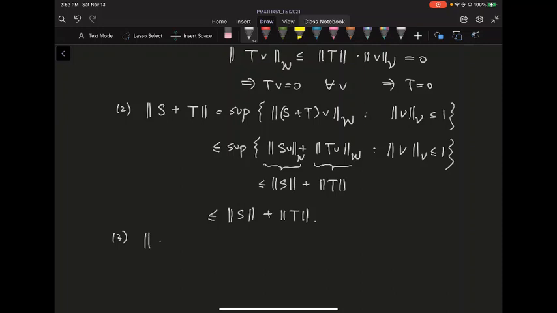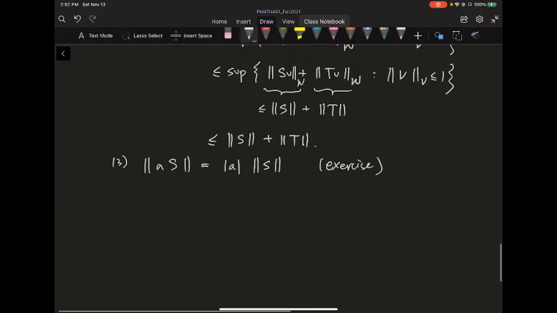And finally, if you evaluate the operator norm of AS, that's just going to be equal to the absolute value of A times the operator norm of S. You just write out the definition, and it's just one step. I'll leave it as an exercise. All right, so now I have that it's a norm.